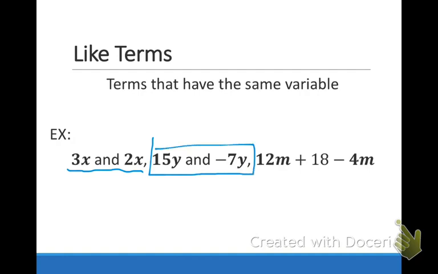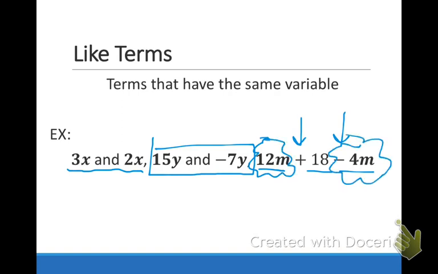And in this last example here, separated by plus or minus signs, this is a term, this is a term, and this is a term. However, they do not all three match together. The 12m matches with the -4m, but the positive 18 does not match up with the m's because it does not have the same variable.